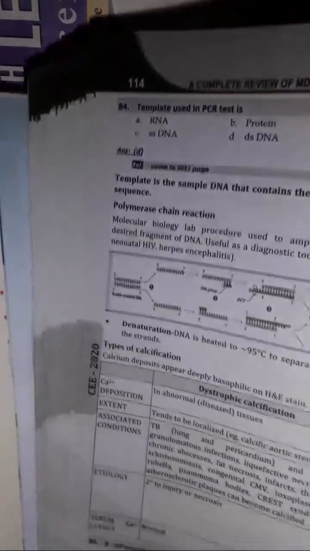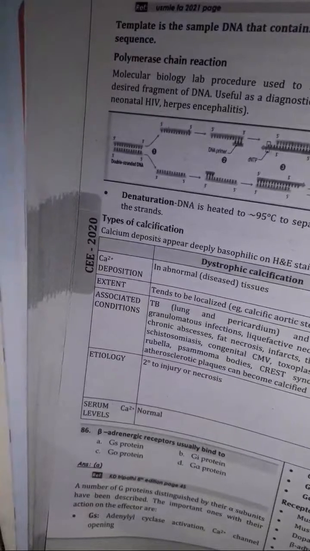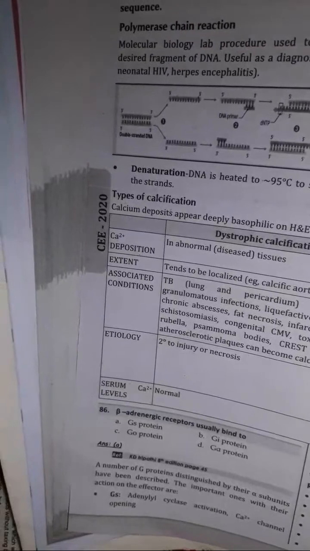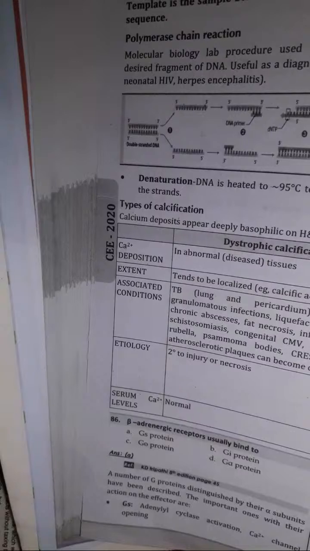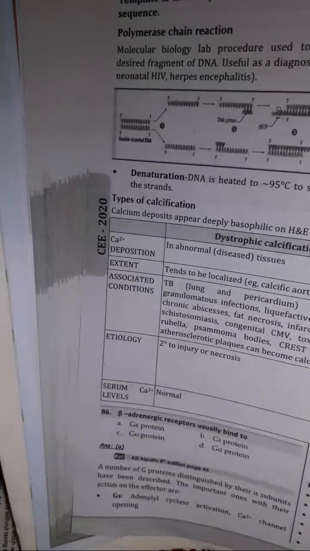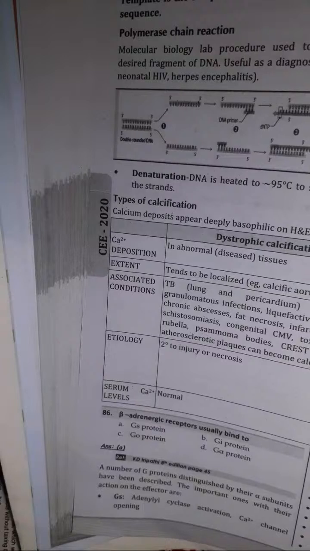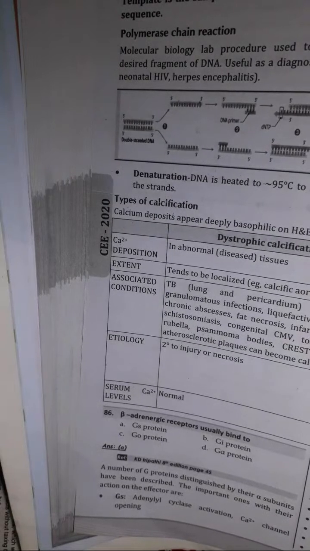And another one is: beta adrenergic receptors usually bind to GS protein, GI protein, GO protein or G alpha protein. Beta adrenergic receptors usually bind to, the answer is GS protein.